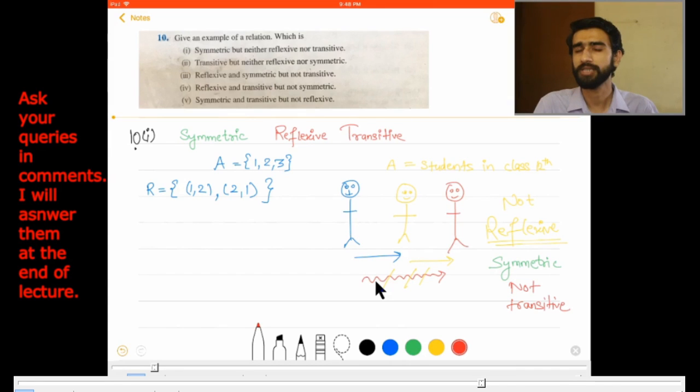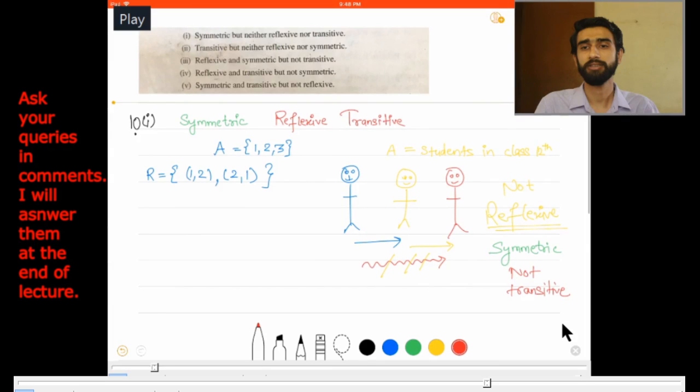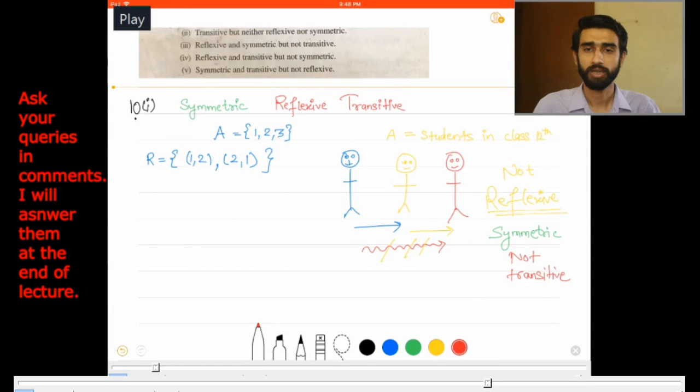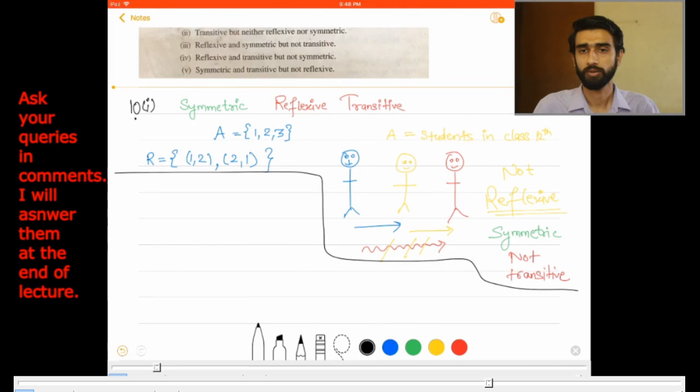Is it necessary? Just think of it. Give 2 minutes to yourself and think, is it necessary that they are friends? There are many examples you will see in your life, in your class, that they are not friends. This is the case. So this relation is not transitive, and this is satisfying the condition that it is symmetric but neither reflexive nor transitive. Okay, now let's go further and do the second part of this question.